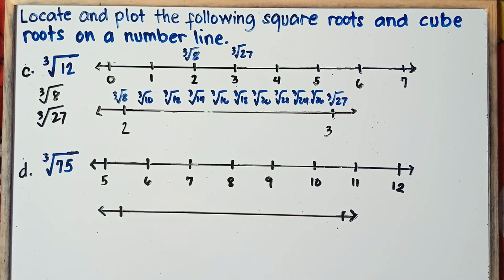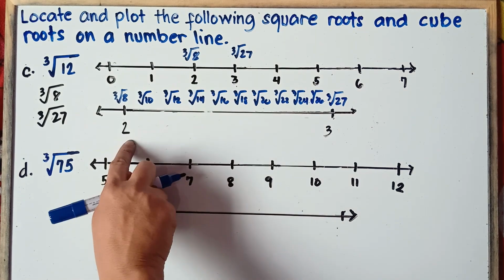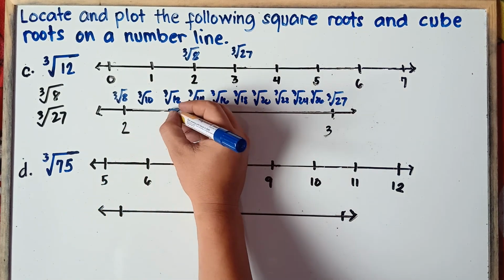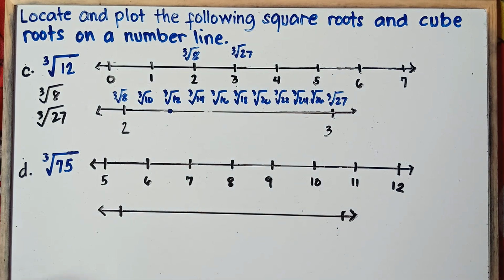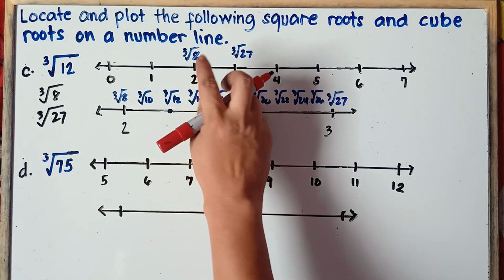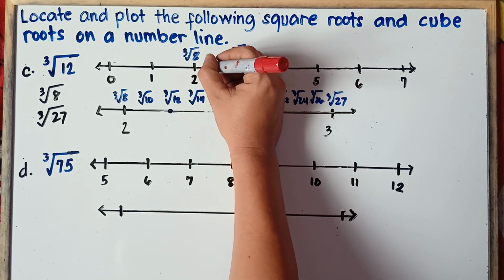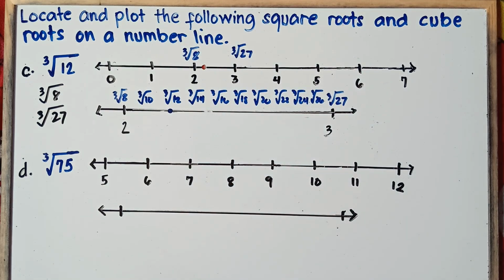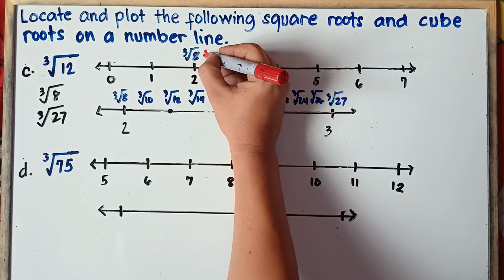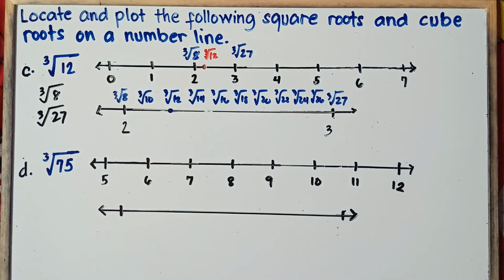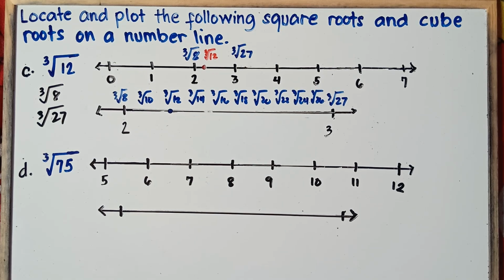As you can see, class, cube root of 12 is near 2. So this will be cube root of 12. Therefore, our answer, class, should be near 2. Once again, class, you can just simply estimate. That's okay, class. Alright, that's it, class, for letter C. That's how you plot that one, class. Cube root of 12 is near 2.